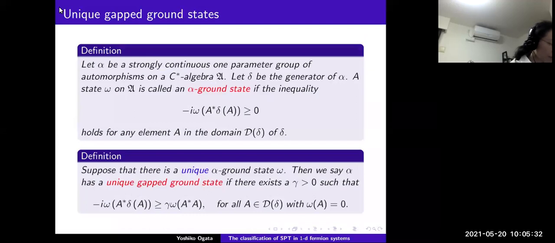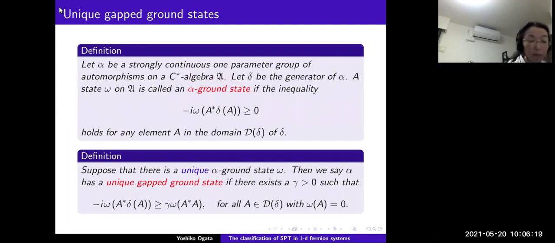So about SPT phases, you have already heard about it several times, but our approach is operator algebraic. We consider this problem from the point of view of the operator algebraic framework of quantum statistical mechanics. So I would like to explain this framework first. In order to do that, first I need to define what a ground state is for us. We consider a unique gapped ground state in this framework, SPT business, but what is it? So first, I would like to define what a ground state is.